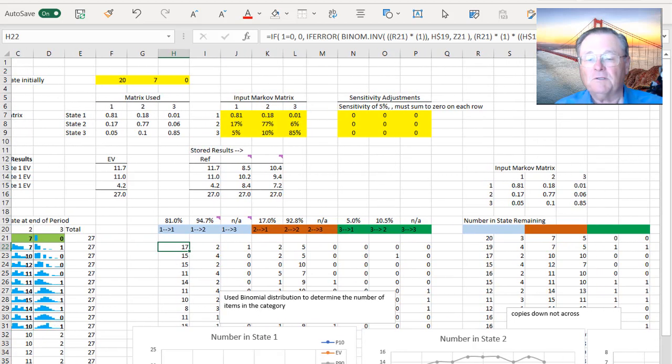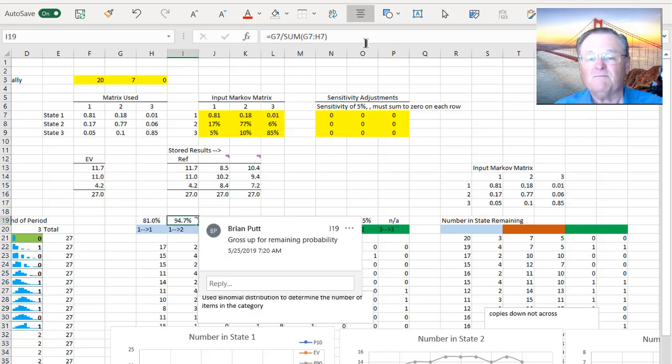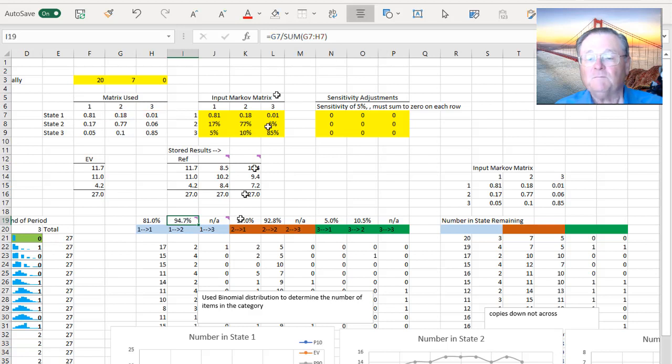So now the question becomes, we started off with 20, and 17 of those stayed in state 1. That means there's 3 left over. So here is the 3 that are left over. And now I want to ask the question, given the remaining probability, what's the remaining probability? Well, we used up 81%, so we have a total of 18 plus 1, or 19%. And 18 divided by 19 is 94.7%. You can see that here, okay? So using 94.7%, of the 3 remaining, how many move from state 1 to state 2?